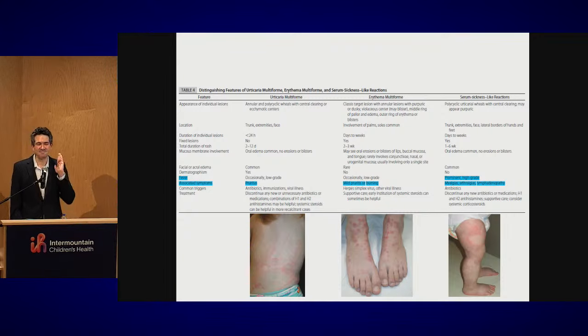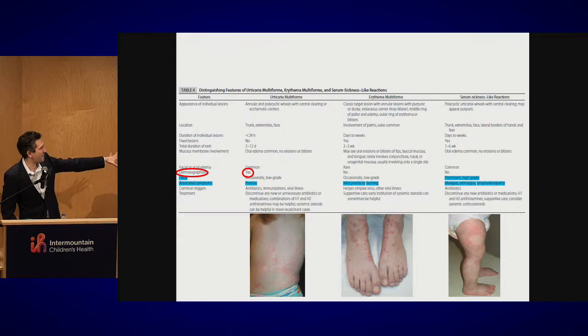Because like 90% of the time when we get consulted on serum sickness-like reaction, it turns out to be urticaria multiforme. I have seen serum sickness-like reaction maybe twice. I've seen this, 20 or 30 times. It's just way more common. Associated symptoms here, you can see that UM has pruritus, whereas that's not really a common feature of these other conditions. And then dermatographism. You guys remember what dermatographism is?